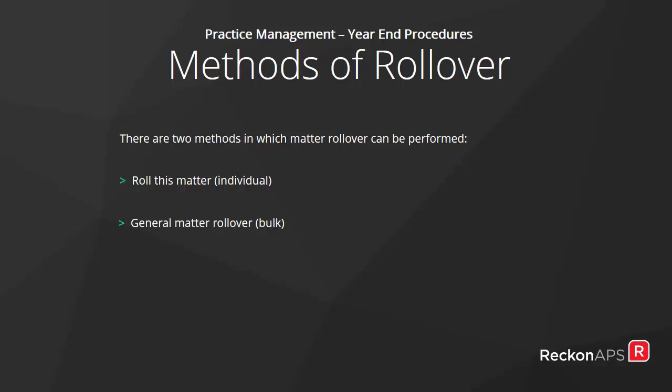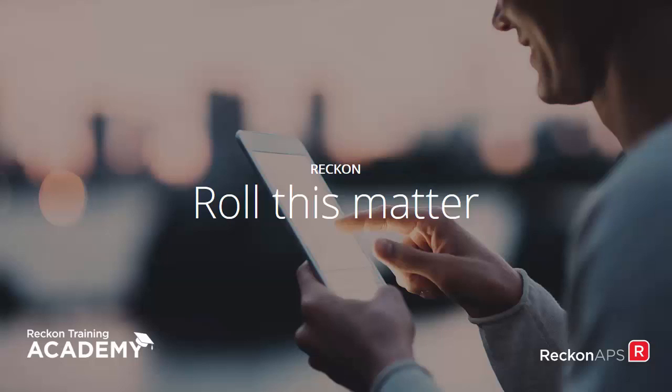General matter rollover is when matters are rolled over at a given point in time based on specific selection criteria to allow for the creation of the new year matters. This will assist those sites that perform tax return rollover in bulk and allowing them to track tax due dates. General decisions are made on the rollover method. It is also useful for workflow sites that do rollovers on a monthly basis based on the previous month's completed jobs. Let's take a look at our first method, roll this matter.